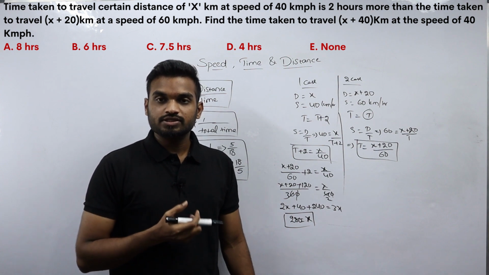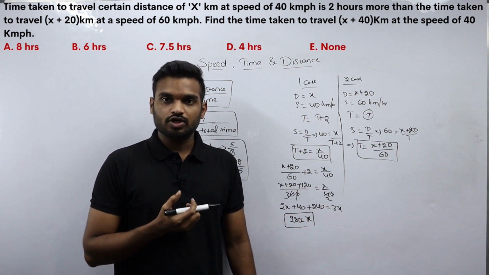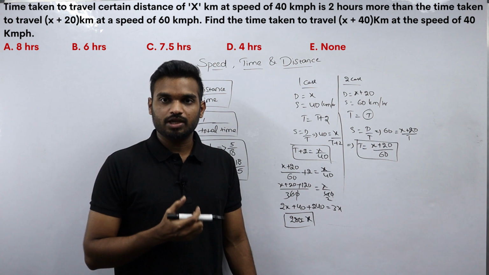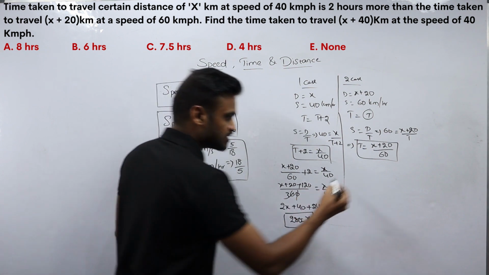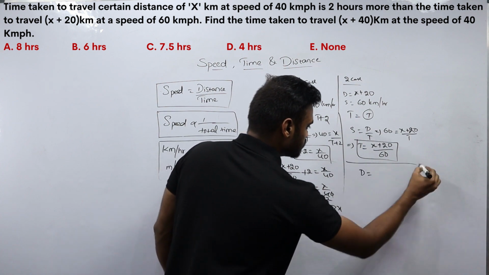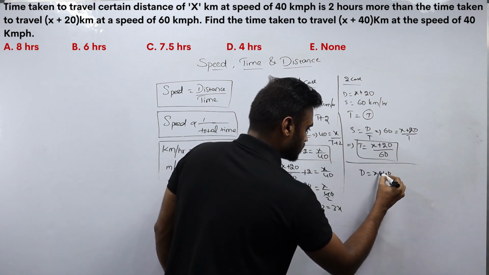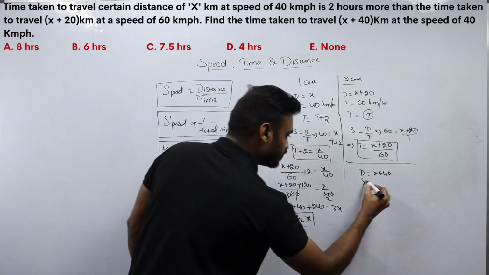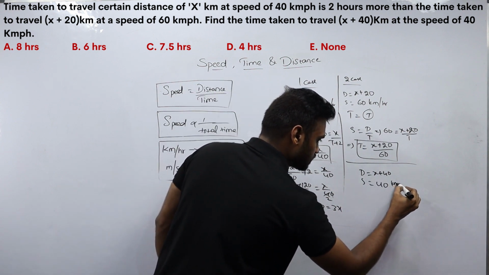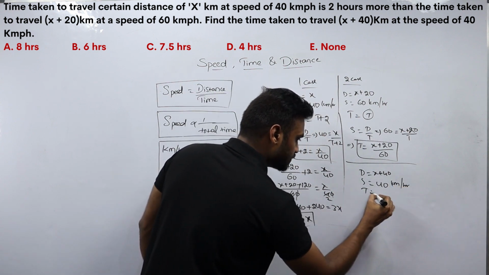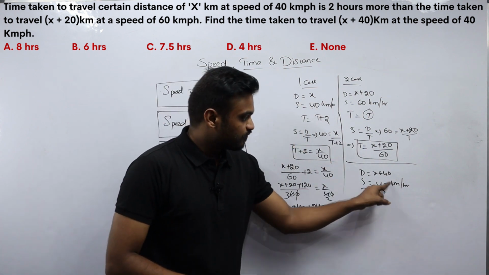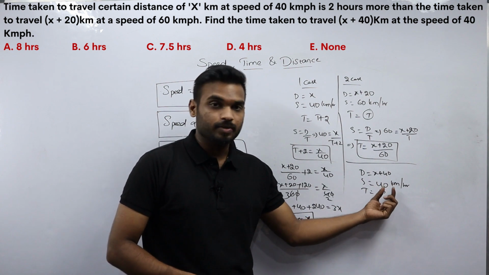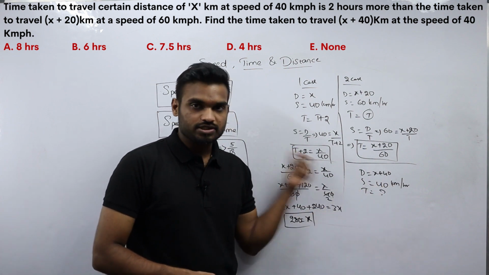Now what they are asking is: to cover a distance of x plus 40 kilometers with a speed of 40 kilometers per hour, what is the total time taken? See here, the distance equals x plus 40 kilometers with a speed of 40 kilometers per hour. We need to find the total time taken to cover the x plus 40 distance at 40 kilometers per hour. Here we don't know the total time.